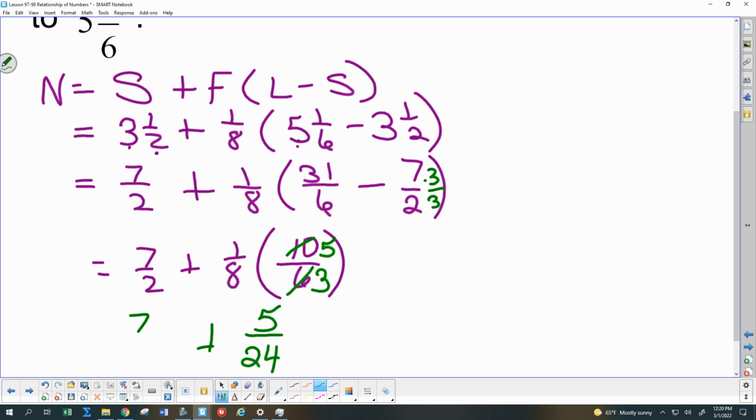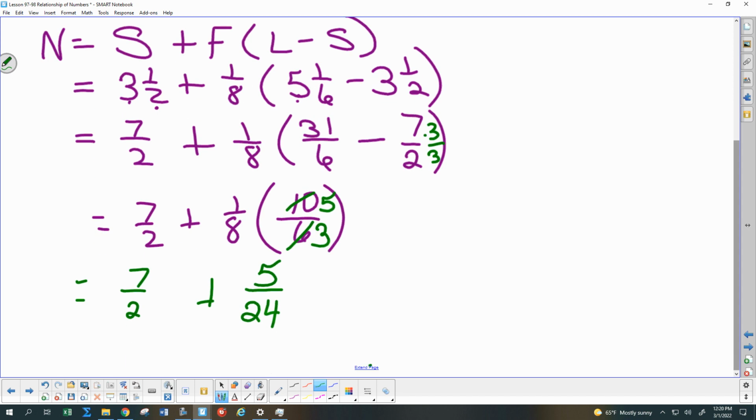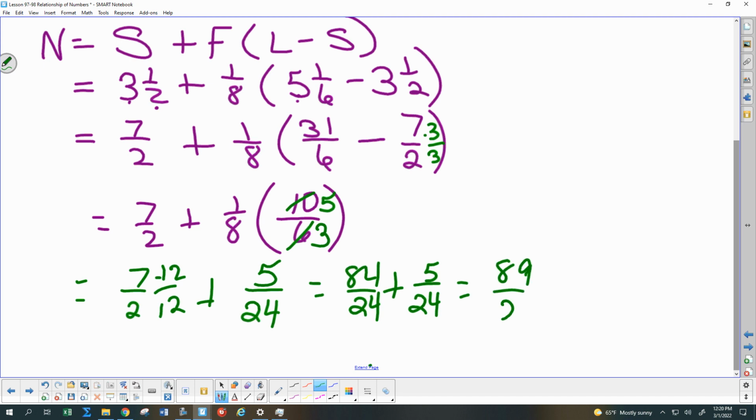Plus the 7/2. Now what do I need as a common denominator, everyone? So what do I have to multiply 7/2 by? So times 12/12. So we are looking at 84/24 plus 5/24 is 89/24.